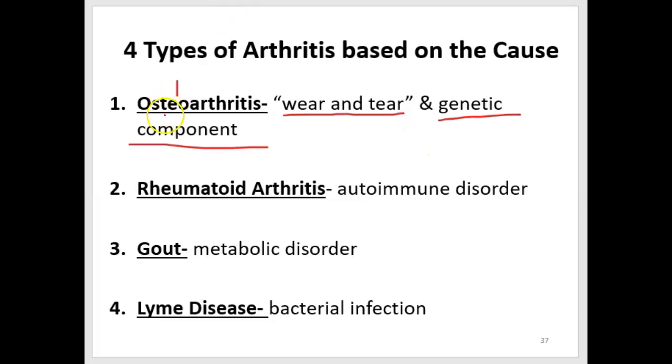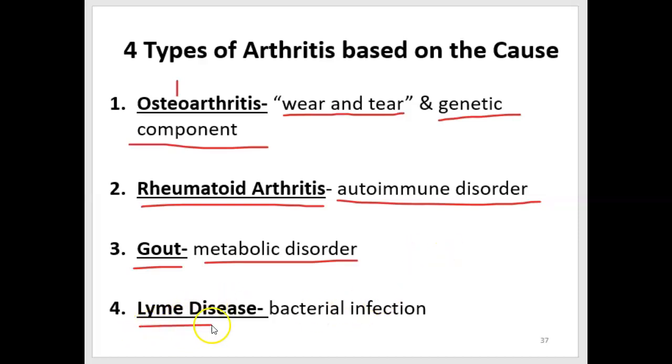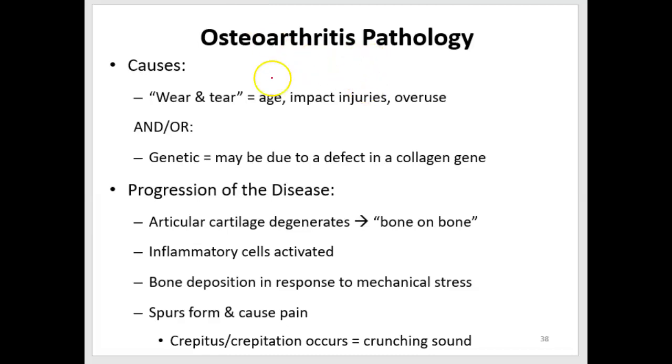And then there's rheumatoid arthritis. That definitely has a genetic component. It's an autoimmune disorder. So what happens is antibodies actually attack joint tissues. Then there's gout, which is a type of arthritis that's actually a metabolic disorder. It's not due to wear or use or anything like that. And then there's Lyme disease, which is caused by a bacterial infection. So we're going to look at the pathology of each one of these.